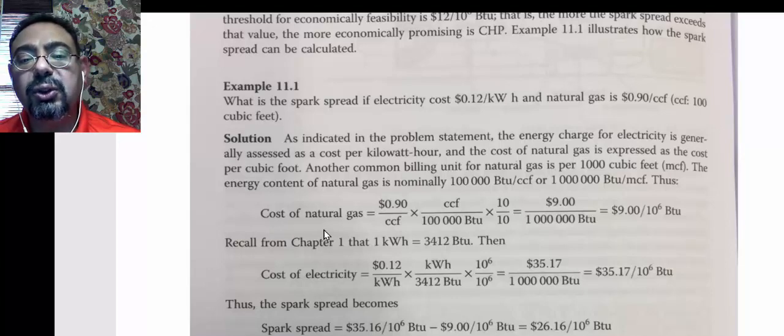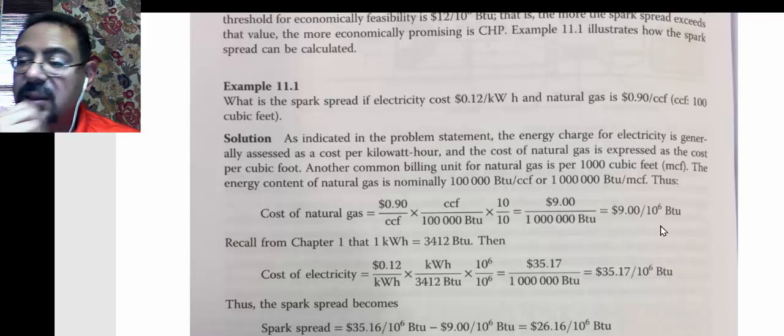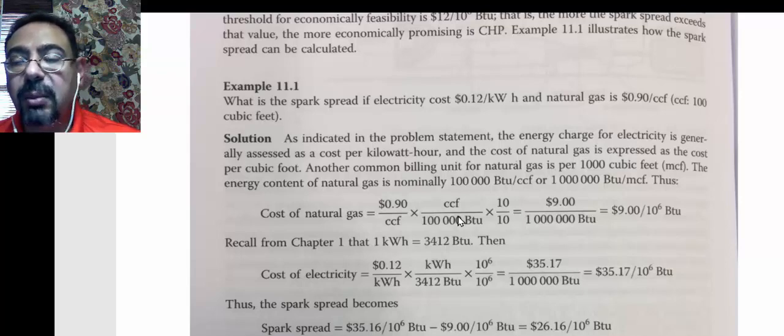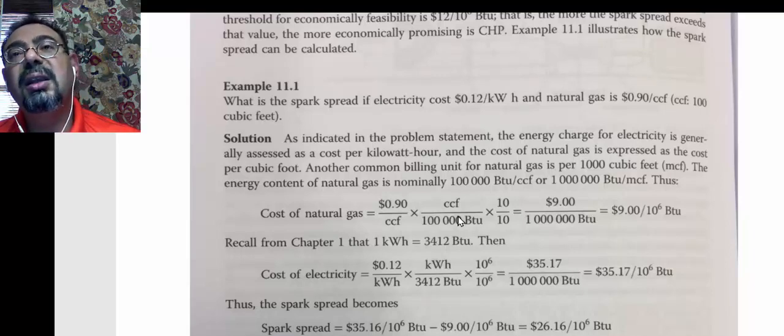We want to calculate the cost of natural gas. How many dollars per BTU? 10 to the power 6 BTU, so 1 million BTU. They could charge you per CCF, cubic feet, or they could actually charge you just directly per BTU. So the bill would come with how many BTU you used, and that's the equivalent of the heating value of burning that natural gas in your furnace.